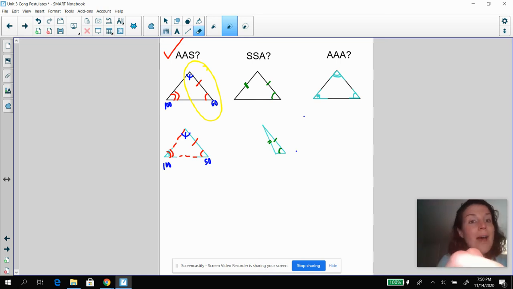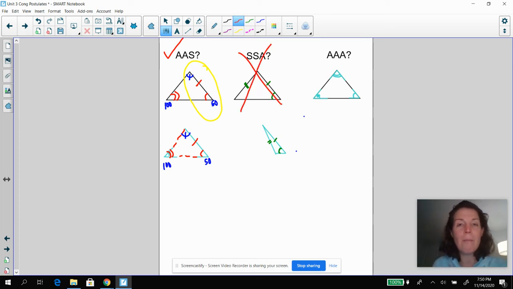And so the side-side-angle postulate is not a thing. The way you can remember this is you would never say this word if it were spelled backwards in school. Never! Terrible. All right, last one, angle, angle, angle.